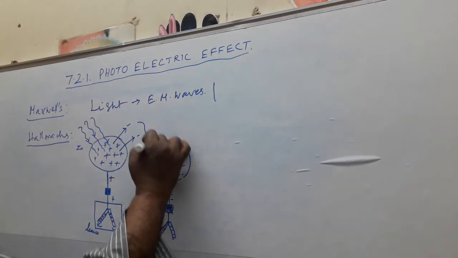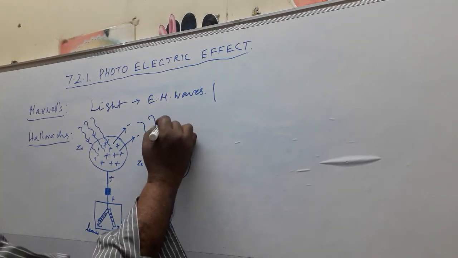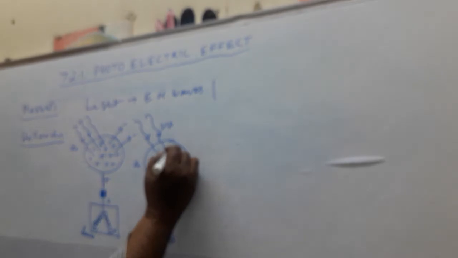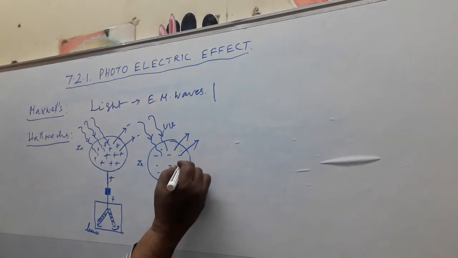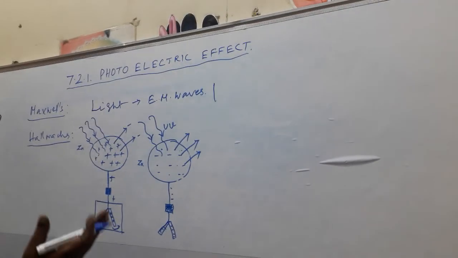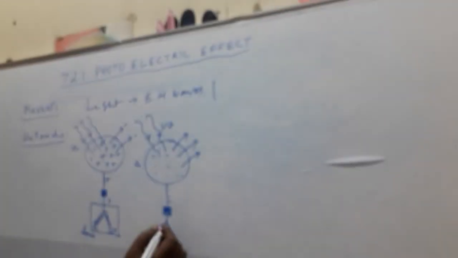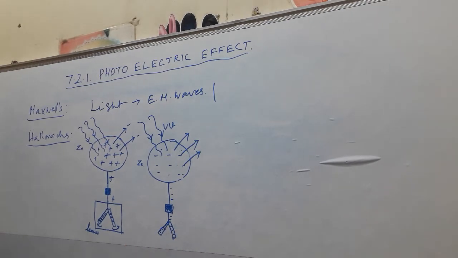If we allow ultraviolet rays, the metal will eject electrons. There may be a leakage of electrons, so the number of electrons is very much reduced, so that the gold leaves of the electroscope come very close to each other. That means it may be closed. That's the second experiment.